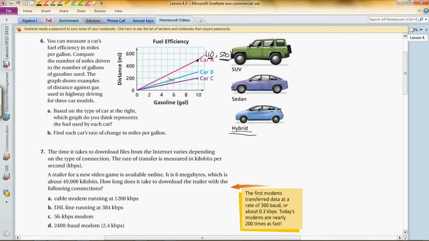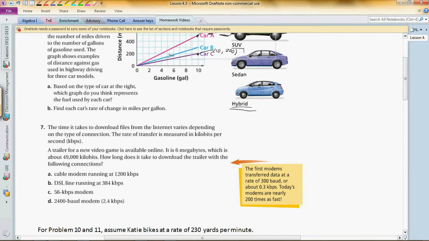Compare car C right here. The coordinate of this is 10 and 200. So that means you can only go 200 miles using 10 gallons. Generally speaking, an SUV is the least fuel efficient. So what's the answer? I don't want to give you too much of a hint.